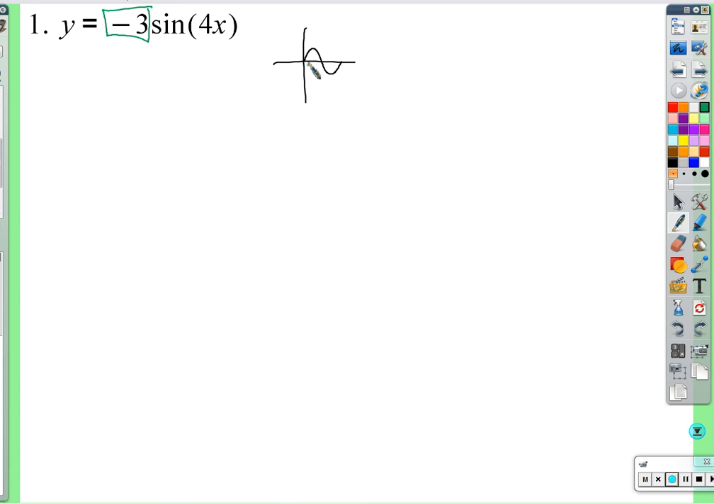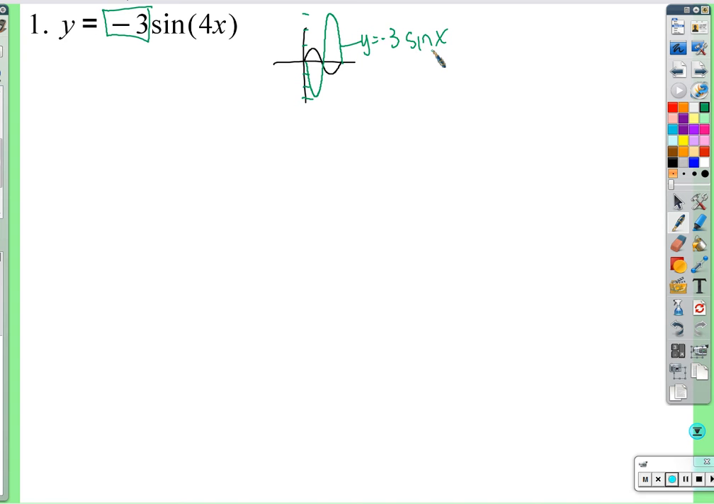So that negative 3 will flip it over, but also because of the 3, it will do what else? The amplitude will be 3 instead of just 1. It'll come down like this, and up like that. That's y equals negative 3 sine x. Nothing else has been done, so that's what negative 3 sine x would look like.